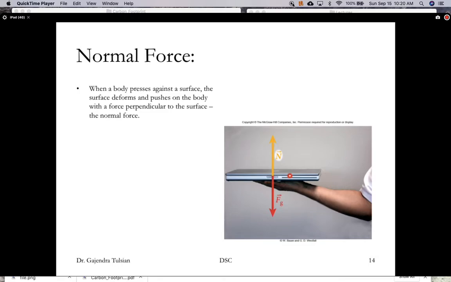So when this object is in contact with another object, here's what happens. When a body presses against a surface, the surface deforms and pushes on the body. So your hand deformed and it pushed back on the object. And this force is perpendicular to the surface. That's why it's called a normal force, normal meaning perpendicular. So now the two forces on the laptop are the force of gravity and your push. And these two forces cancel, and that's why the laptop is not moving.